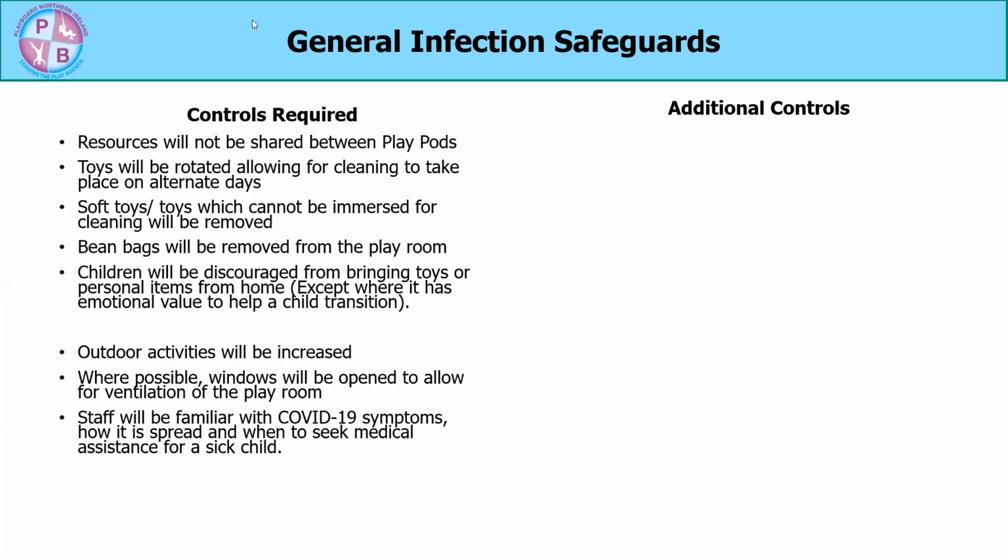So you need to put measures in place as to how you will address that if that is your actual situation. Toys will be rotated. This is a control that you can put in place. Toys will be rotated, allowing for cleaning to take place on alternate days. Say, for example, you have 20 books, and on a Monday, you're putting out 10 of them. On the Monday evening, you're taking those 10 books away, wiping down the surface of them and putting them away, kind of quarantining them for the 24 hours. On the Tuesday, you're putting out your other 10 books. And again, it's a small measure, but one that you can take to minimize the risk of spreading COVID-19.